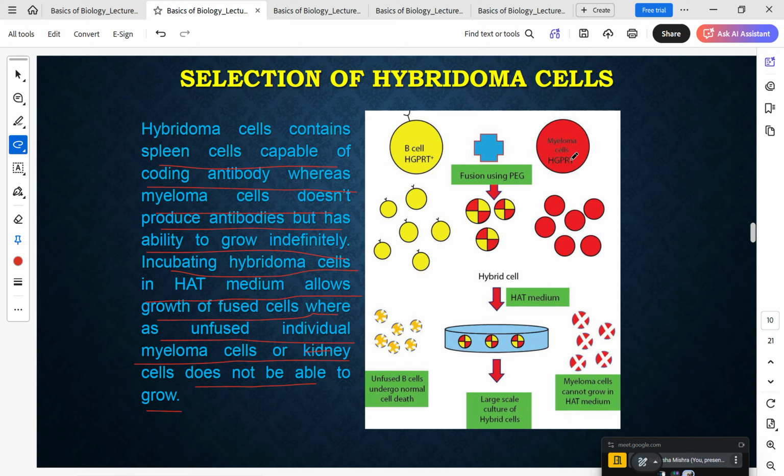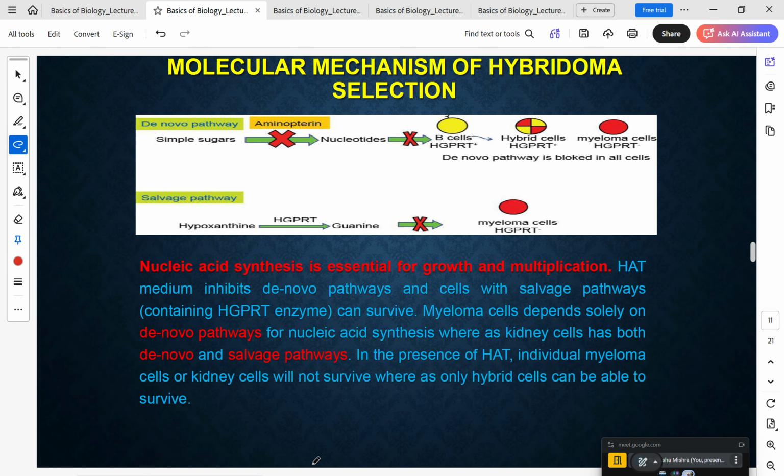So the myeloma cells, if grown in HAT medium, because they don't have the required pathway for assimilating the nutrients in the HAT medium, will die. The B cells, because they can't divide and proliferate, and therefore because they are not immortalized, will undergo normal cell death. So the cells which have properties from both of these lines can grow in the HAT medium and are then considered as the hybridoma cells.